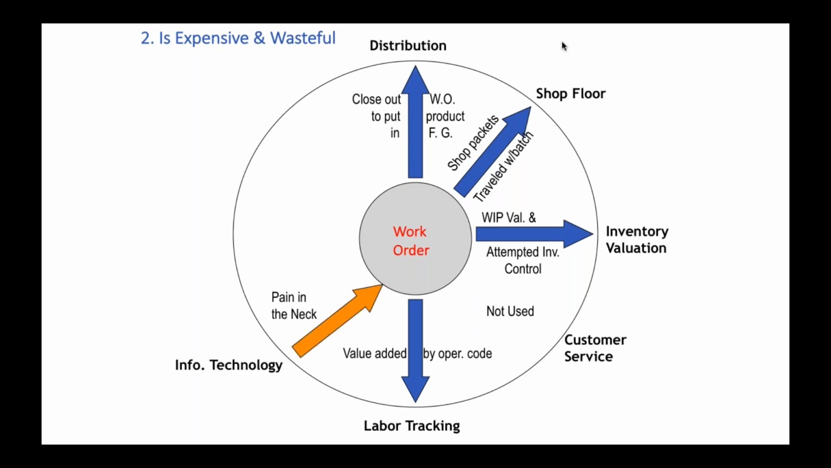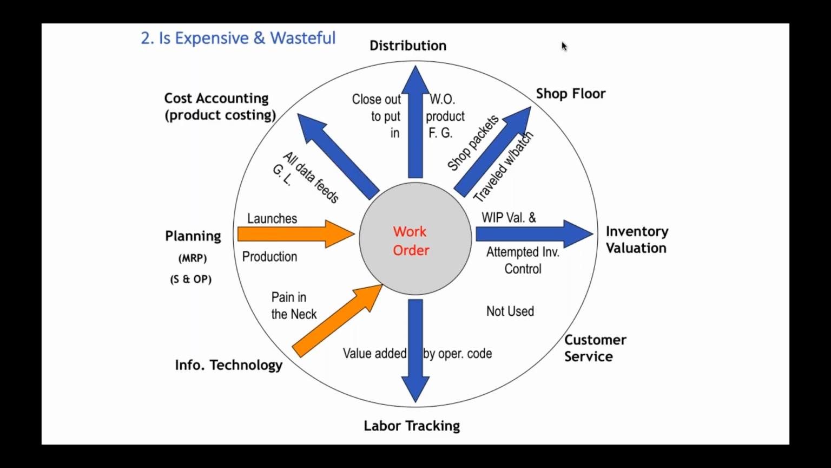Information technology, well, they have to maintain the whole system, and they get asked lots of questions about why the work orders aren't working. Planning, they launch production using work orders. And finally, accounting, they use work orders and all the information that the work orders produce to cost products and value inventory. So this is a very, very complex system that requires infrastructure, it requires people to enter transactions, and it requires maintenance and analysis of all the information.